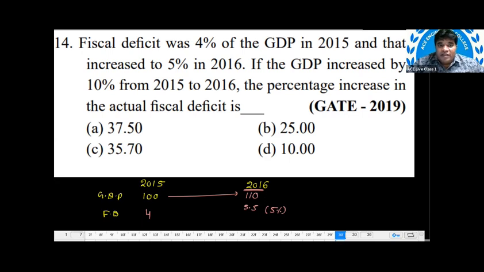Read the question carefully. FD was 4% of the GDP in 2015, and that increased to 5% in 2016. Actually the GDP in 2016 is 110, so here it is 5%. Now what is the question? The percentage increase in the actual FD is the percentage increase from 4 to 5.5.